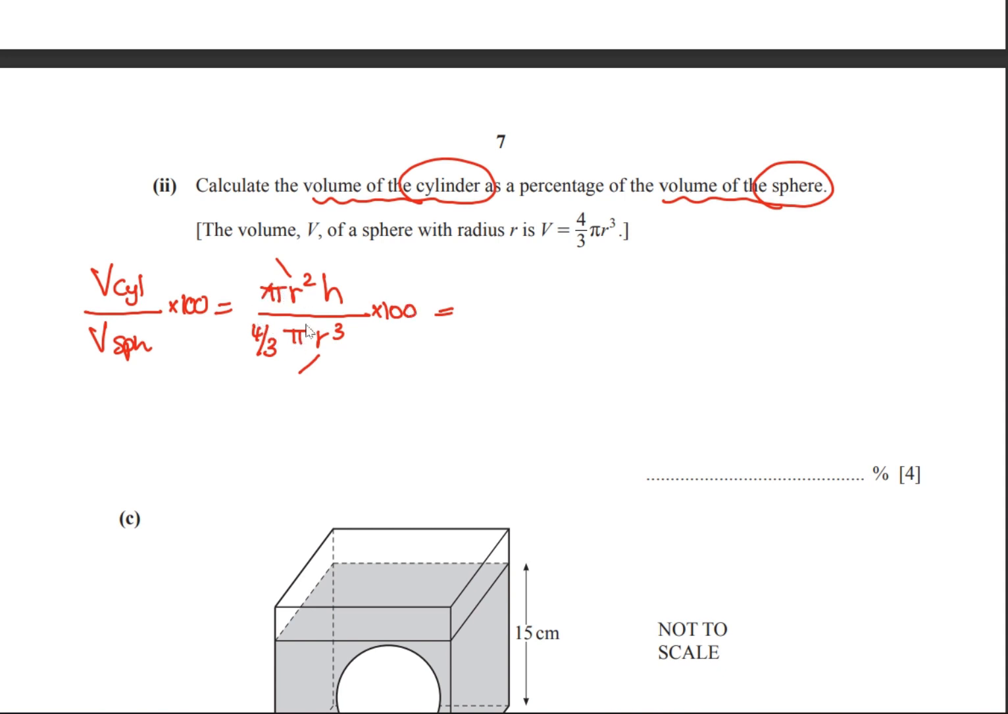I can cross the pi with the pi. So the radius of the cylinder, which is 8 power 2, multiplied by 30, the height, over 4 over 3, 17 power 3, and we can directly calculate it. It will give you, and then multiply by 100, it will give you 29.31.